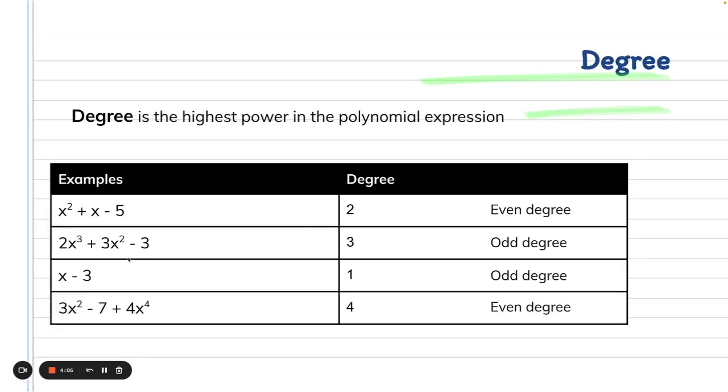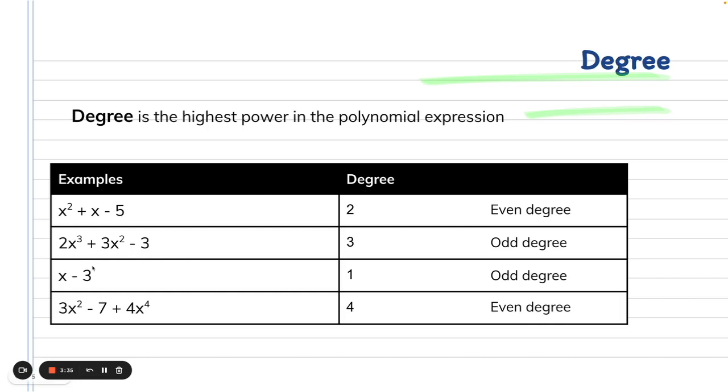Degree. Degree is the highest power in the polynomial expression. For example, in order to find the degree of a polynomial function, we have to look at the highest number in the power. For x to the power of 2 plus x minus 5, the degree will be 2. We choose this degree because it is higher than the other power.